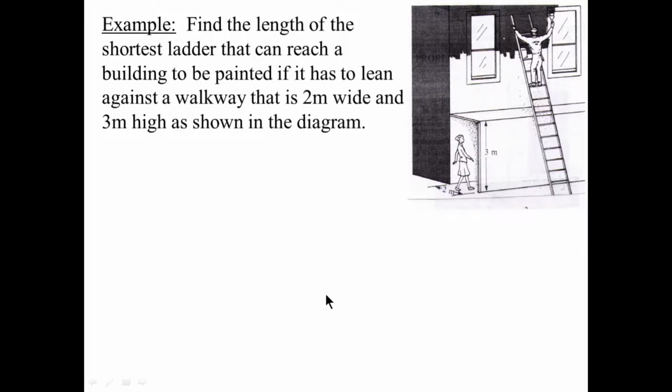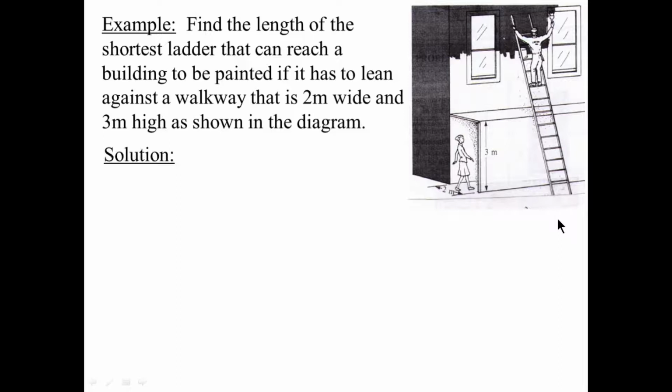Let's do another example. Find the length of the shortest ladder that can reach a building to be painted if it has to lean against a walkway that is 2 meters wide and 3 meters high as shown. And we can see this woman walking underneath this protective walkway over the sidewalk, which is 2 meters wide, and this walkway is 3 meters high.